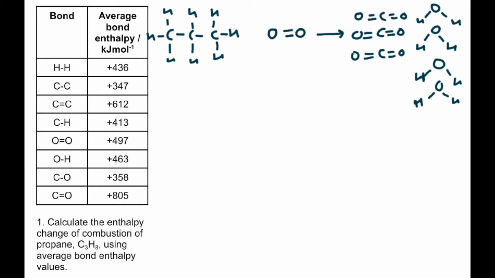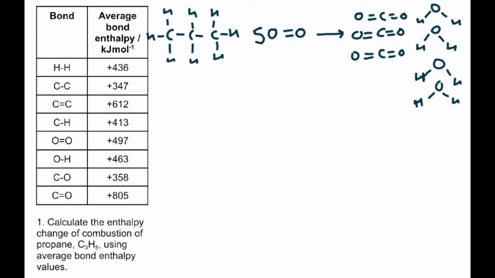So can you see on the right hand side that we've got 10 oxygens. So therefore we're going to need 5. So I'm just going to write 5 there. We're going to need 5 oxygens in order to have a balanced equation. All right, so that's the combustion of propane.